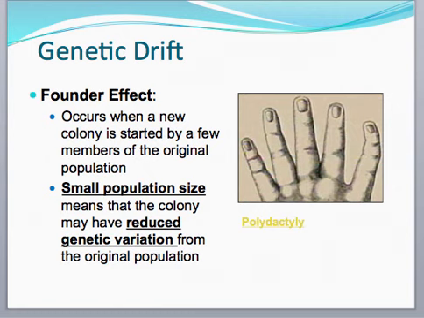So with founder effect, you might start to see some weird things that get passed on from the original generation. This is because the population is not large enough to weed out those weird traits. There's not enough genetic variation or genes to help weed them out. So this is an example of polydactyly where you have extra fingers and extra toes.